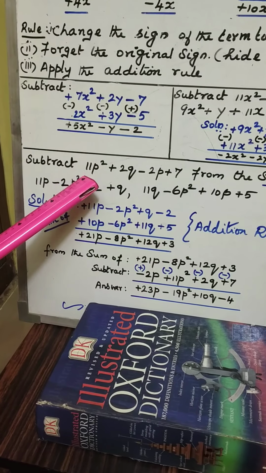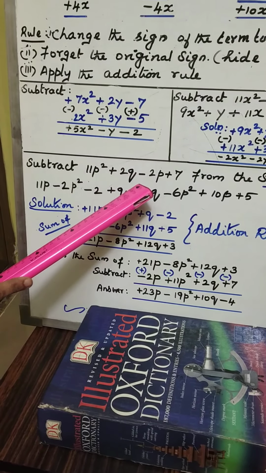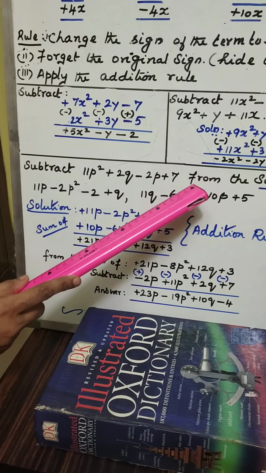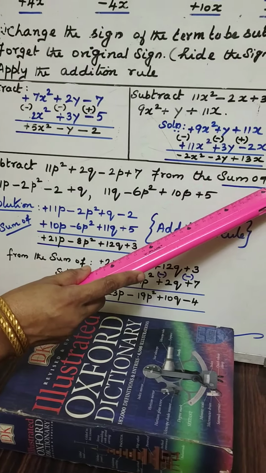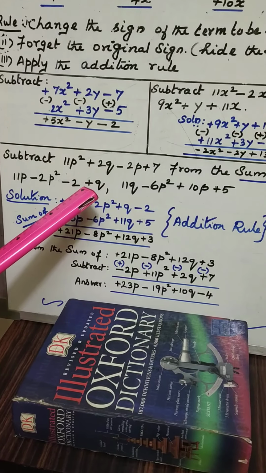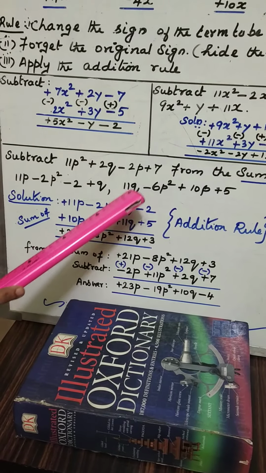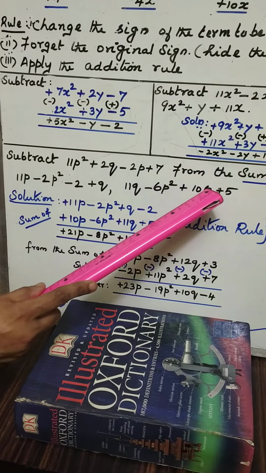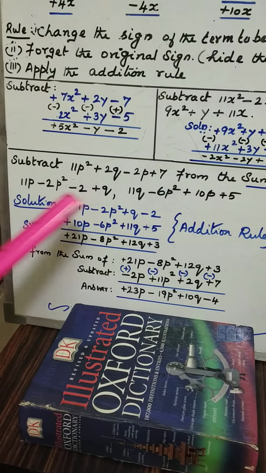Subtract 11p squared plus 2q minus 2p plus 7 from the sum of 11p minus 2p squared minus 2 plus q and 11q minus 6p squared plus 10p plus 5. First we have to arrange it.